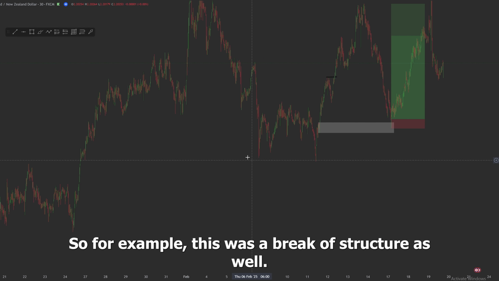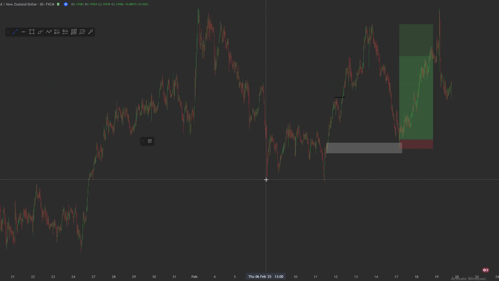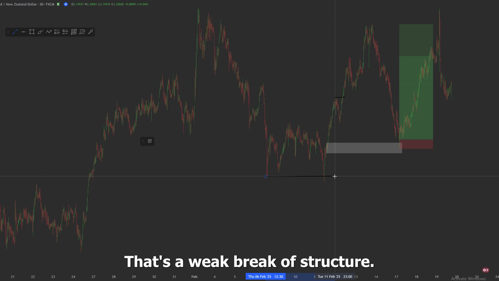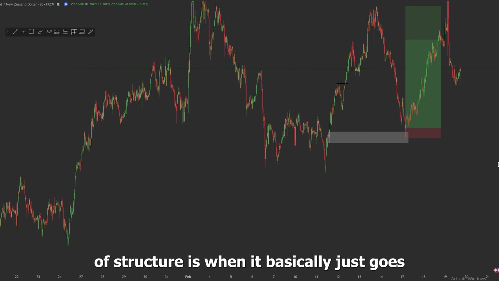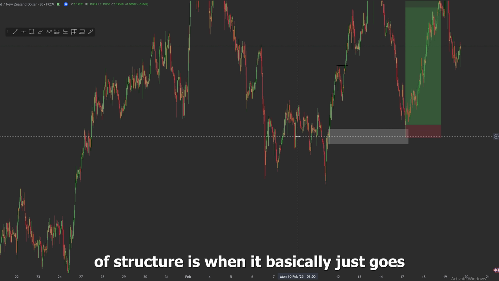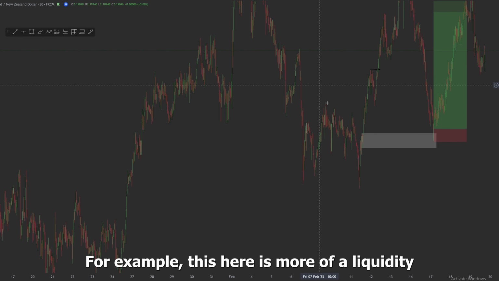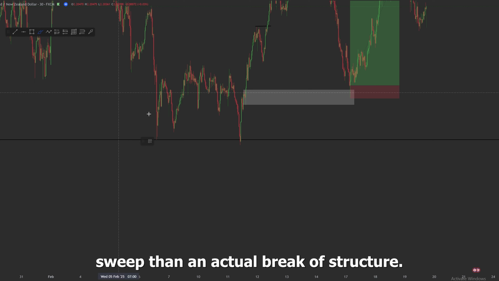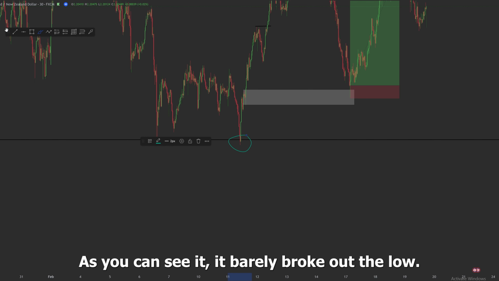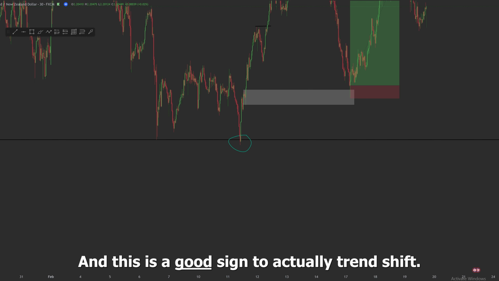So for example, this was a breakout structure as well. Took out the low, but that's a weak breakout structure. So what is a strong breakout structure? A strong breakout structure is when it basically just goes straight through it. For example, this here is more of a liquidity sweep than an actual breakout structure. As you can see, it barely broke out the low, and this is a good sign of a trend shift.